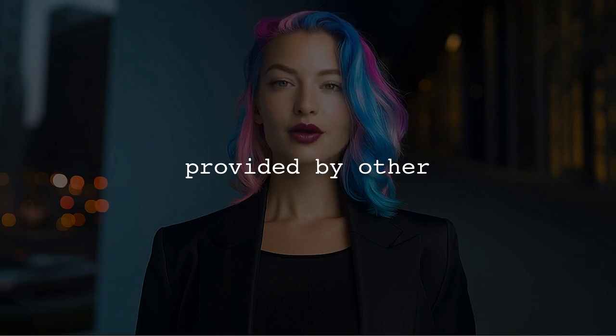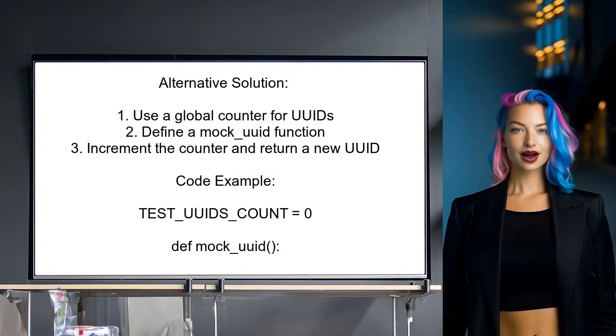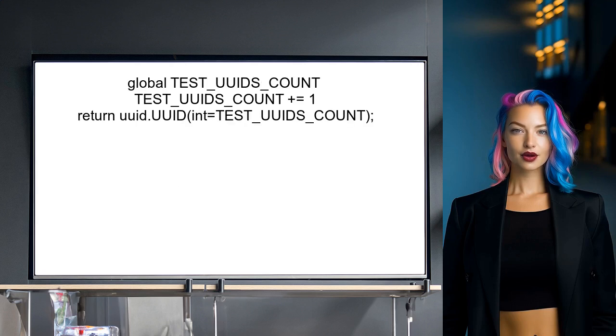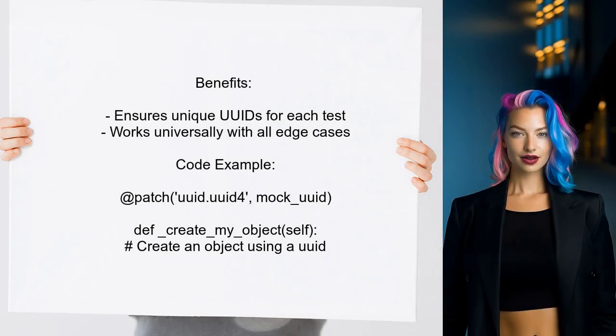Now let's look at the answers provided by other users. An alternative solution provided by another user involves using a global counter to generate unique UUIDs. They define a function called mockUUID that increments a counter each time it's called, returning a new UUID based on that counter. This method ensures that each test case gets a unique UUID, regardless of the order in which they run, making it a universal solution that handles all edge cases.